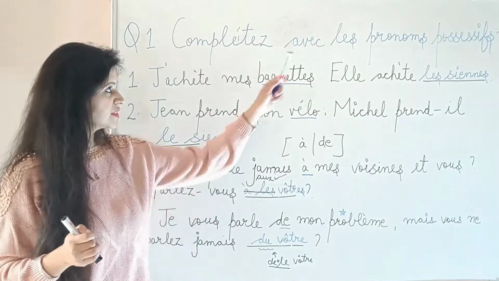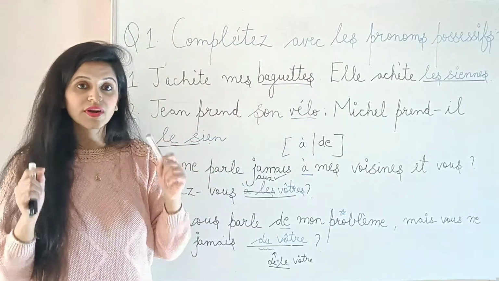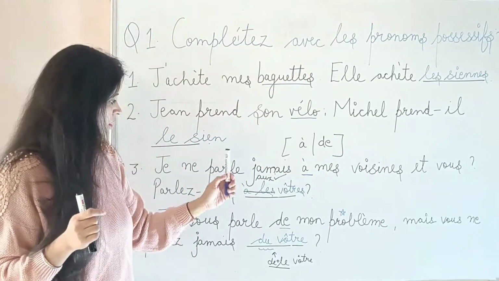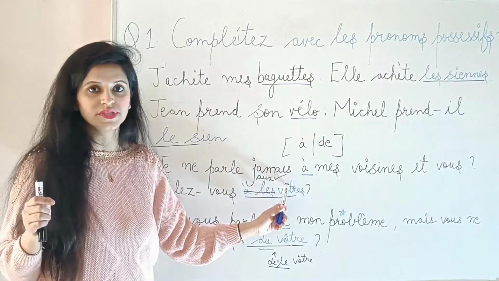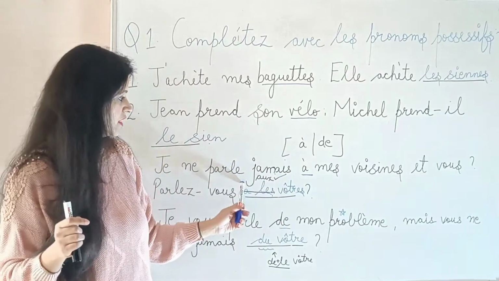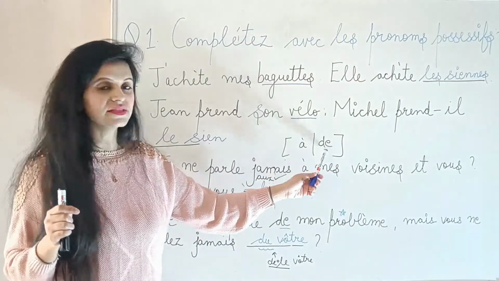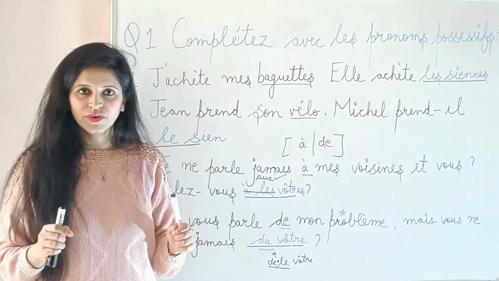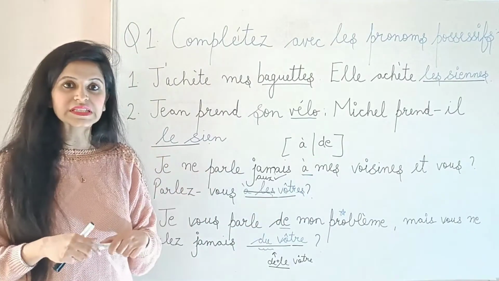Okay, so in the pronoms possessifs topic, you need to contract the articles whenever they are given after the verbs. Okay, you need to keep in mind both of them, à and de. Very, very important. Okay, so I hope this topic is clear.